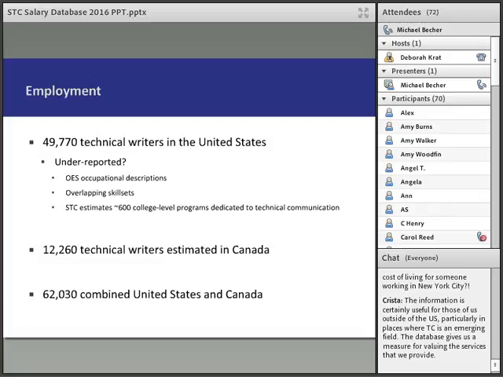We did do an estimate for the number of technical writers in Canada this year, and they have something kind of similar to the BLS, but they do it every 5 years as part of their census of counting the number of people in a profession. Their profession isn't exactly technical writers, it's writers and authors, but we were able to work with the data and come out with a number that we felt was pretty accurate for Canada. That number was over 12,000, so the combined employment in both the U.S. and Canada was a little bit over 62,000 for 2015.